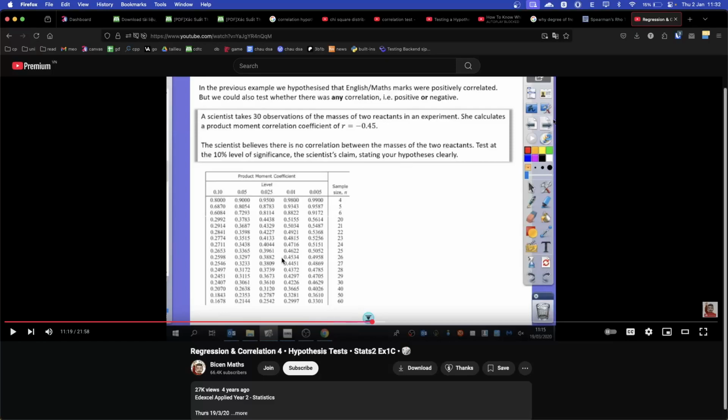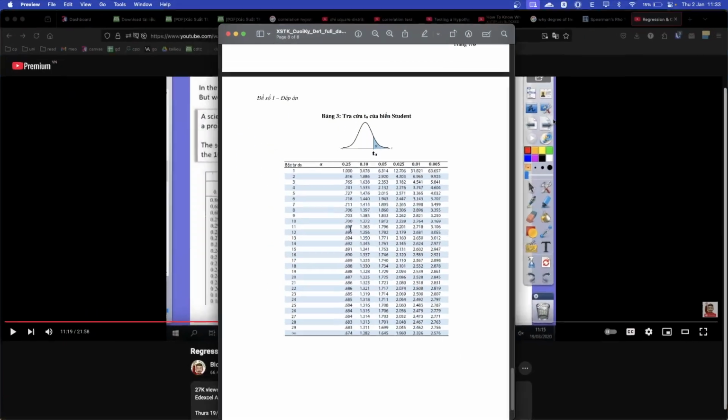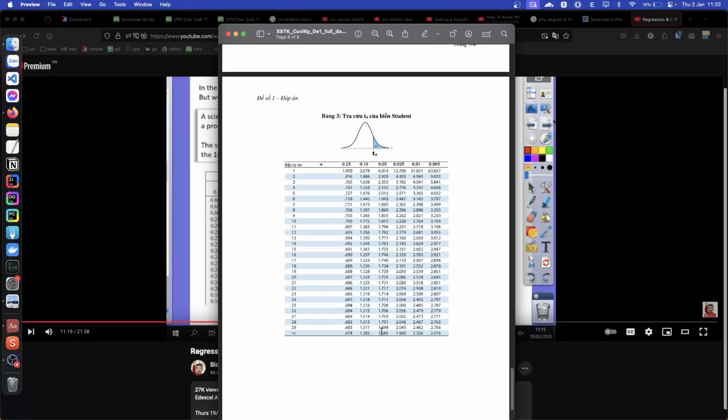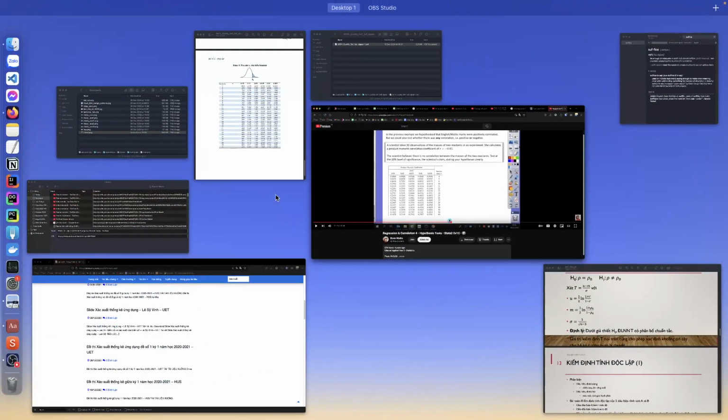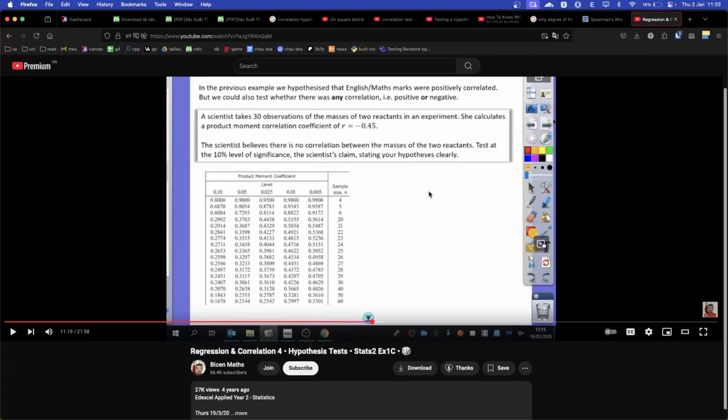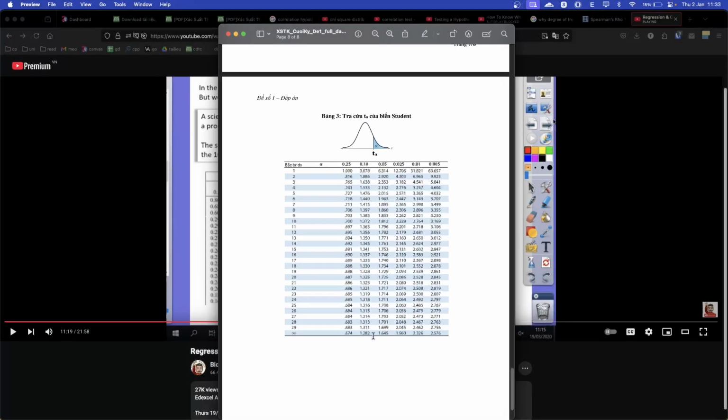Let me see. This is negative 0.45, right? The 10% significance is going to be this. 10% with a two-tailed test, so it's going to be 0.05, 1.645. Then it is just literally a normal distribution at this point.